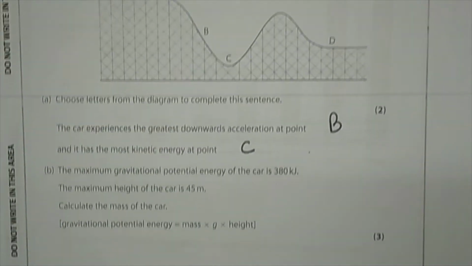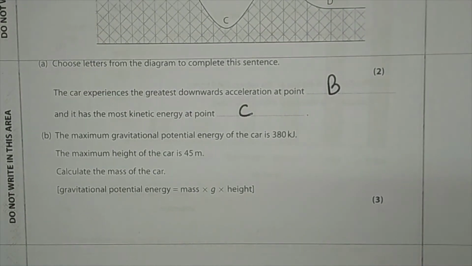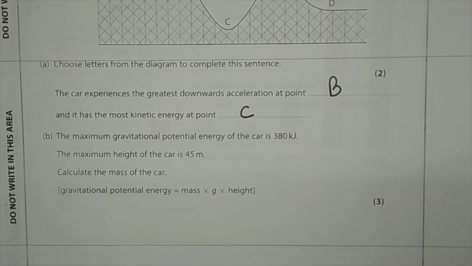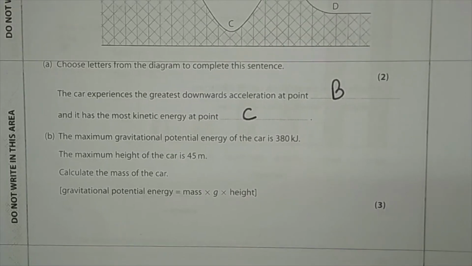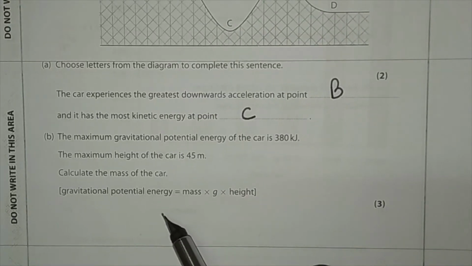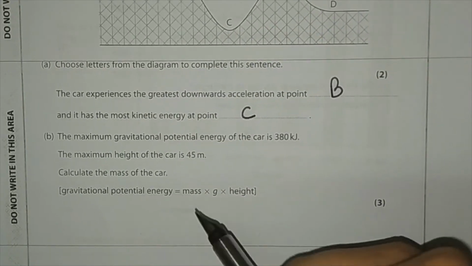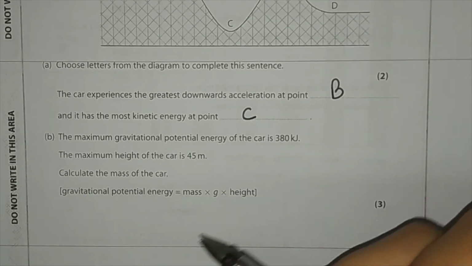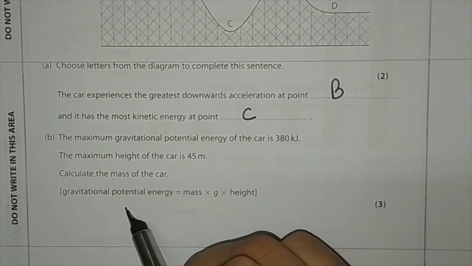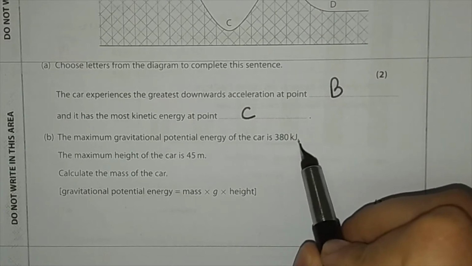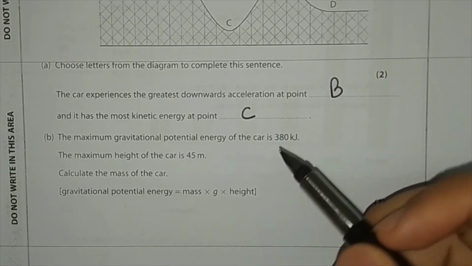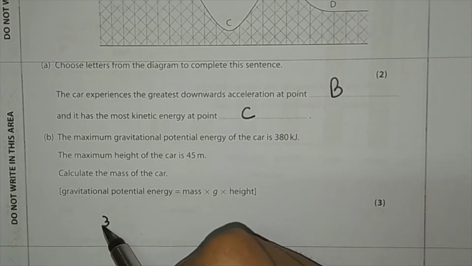Okay. The maximum gravitational potential energy of the car is 380 kilojoules. The maximum height of the car is 45 meters. Calculate the mass of the car. So the equation is already given over here. So all we need to do is substitute the values. Gravitational potential energy is given over here as 380 kilojoules. So we will be converting it to joules by multiplying it by 1000.